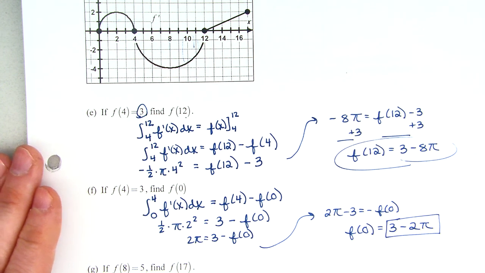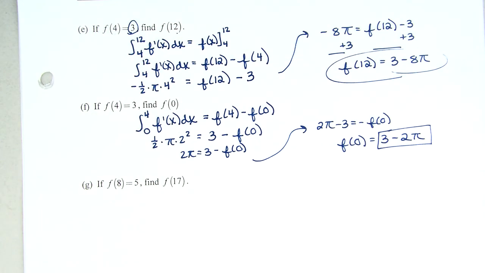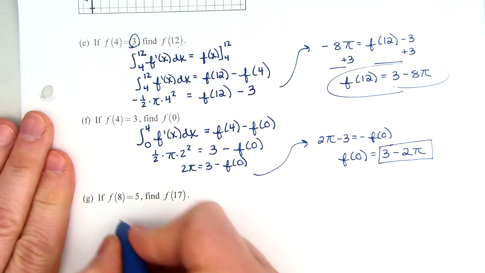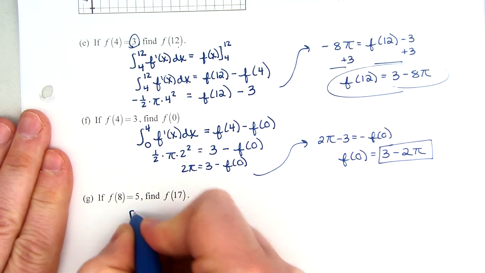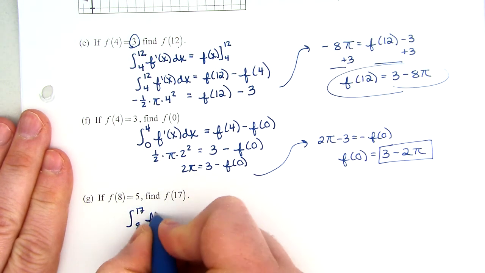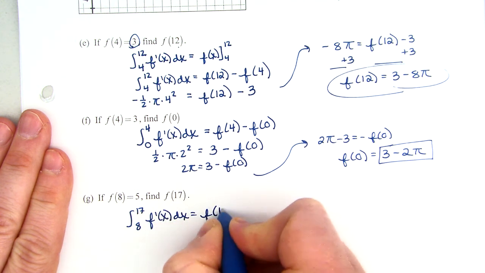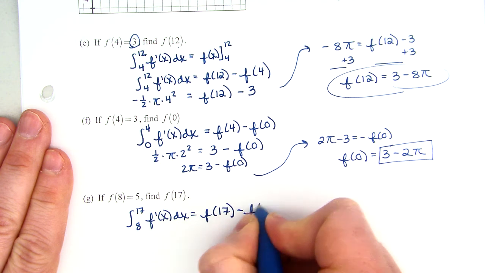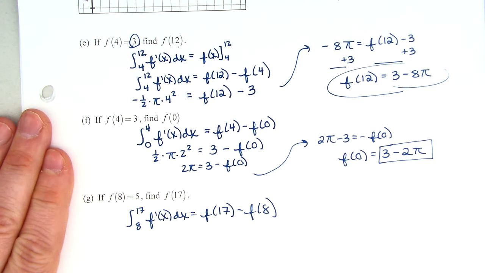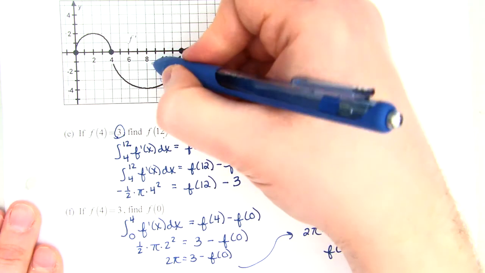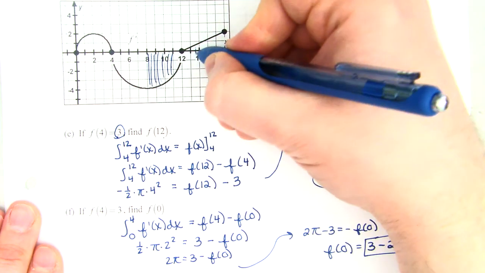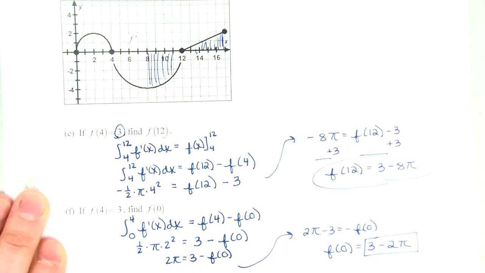How about you see if you can do letter G? See if you can do G and tell me what f of 17 is. I'm going to integrate f prime from 8 to 17. The integral of f prime of x dx is going to equal f of 17, what I'm looking for, minus f of 8. Okay, as we go from 8 to 17, I've got myself a quarter circle and then a triangle. Make sure you go to 17, not 16.